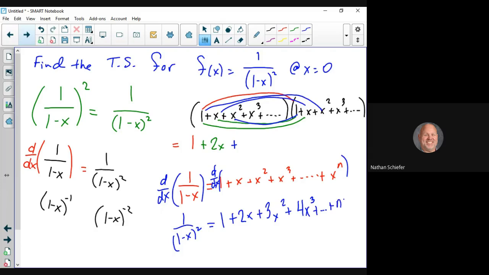n x to the n minus 1. That's the power rule, because each of these are polynomials or power functions. Well, that's fun. So not only were we able to, first of all, do what to get a new power series? Substitute. We now can differentiate ones that we already know.